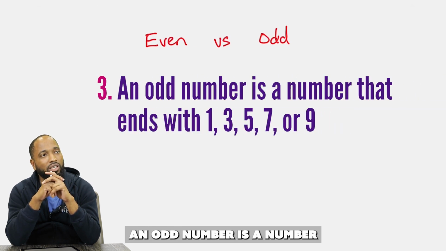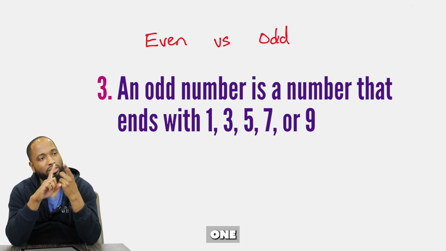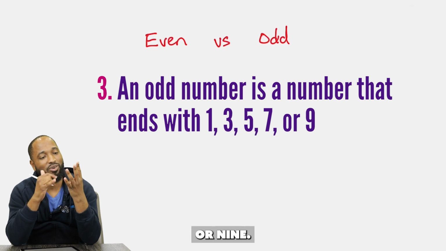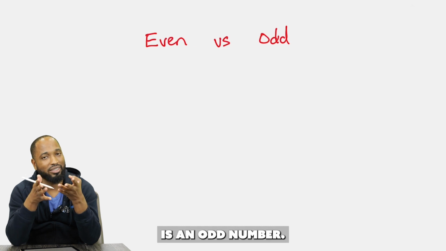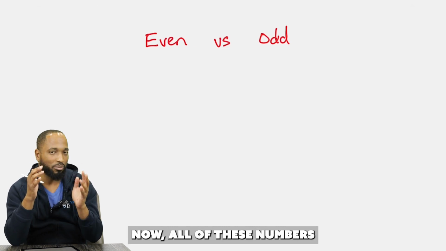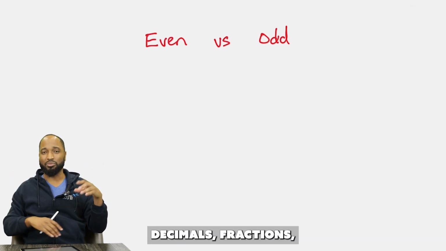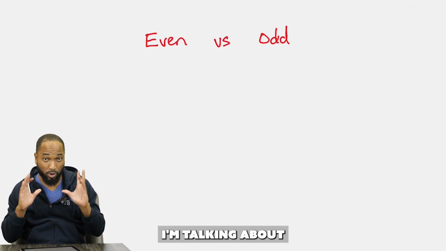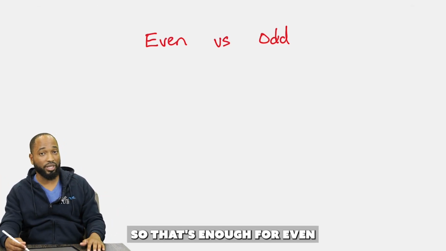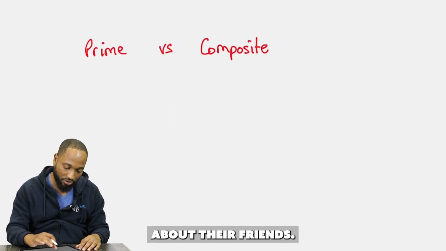Let's see if I can think of the weird definition with odd numbers. An odd number is a number that ends with 1, 3, 5, 7, or 9. So any number ending in 1, 3, 5, 7, or 9 is an odd number. Now all of these numbers are under the category of whole numbers, right? So I'm not talking about decimals, fractions, irrational numbers, weird numbers. I'm talking about whole numbers, right? So that's enough for even and odd. Wave goodbye to them.